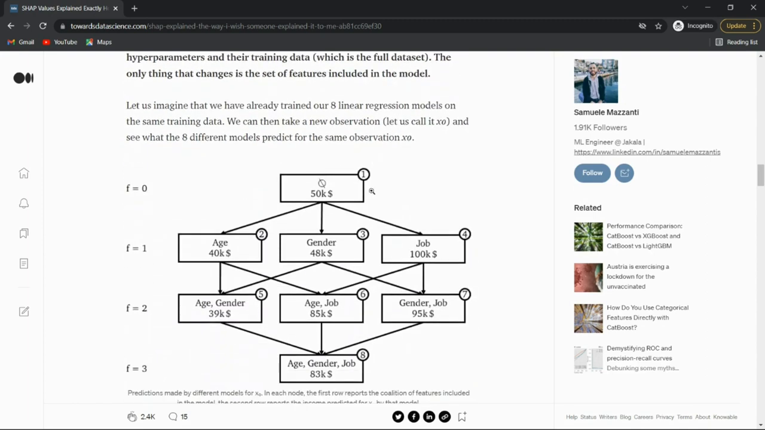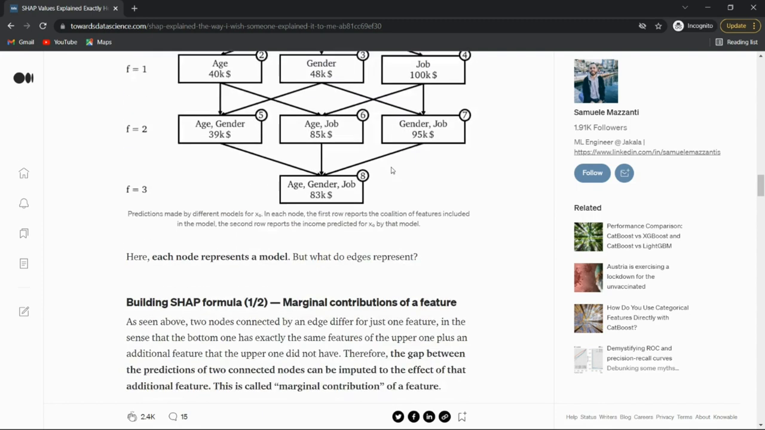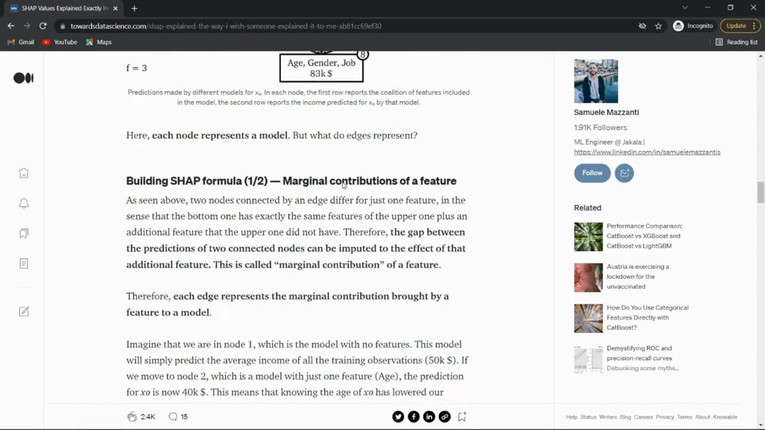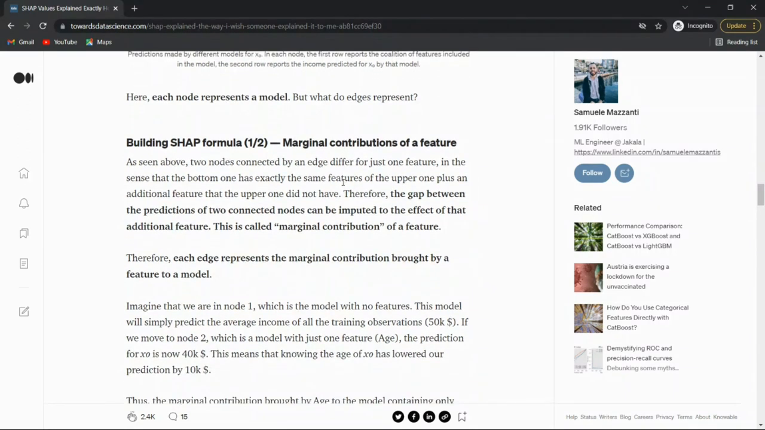Now we have trained the 8 models, XGBoost models in our case, and then we take a new observation, say X0, from the validation set, and we see what the 8 different models predict for the same observation. Each node represents a model. So what do the edges represent? The edges represent the addition of one feature.